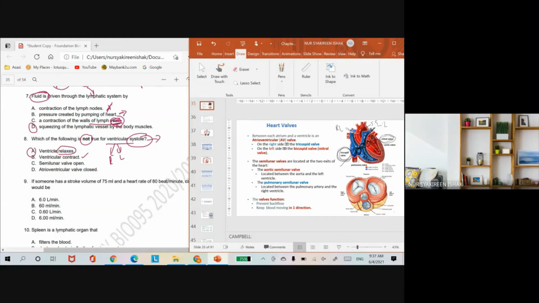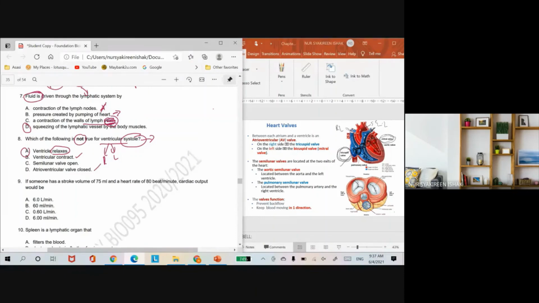Why? When the ventricle contracts, it doesn't want the blood to go back into the atrium. So the AV valves have to be closed. AV valve closed, semilunar valve open. Remember, there are two semilunar valves: one aortic semilunar valve, another one is the pulmonary semilunar valve. Aortic semilunar valve into the systemic circuit, pulmonary semilunar valve into the pulmonary circuit to the lungs.